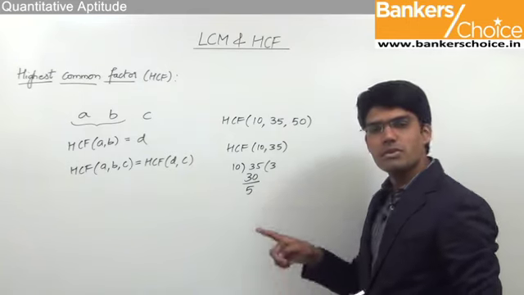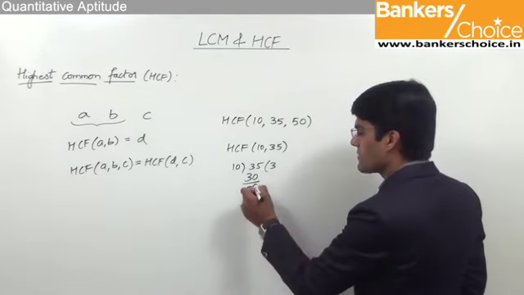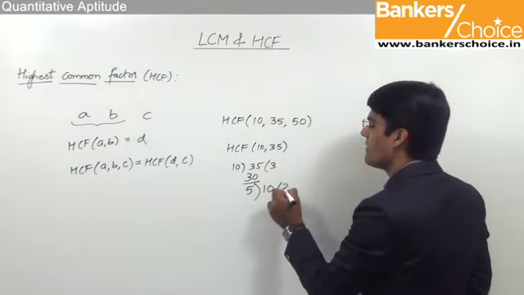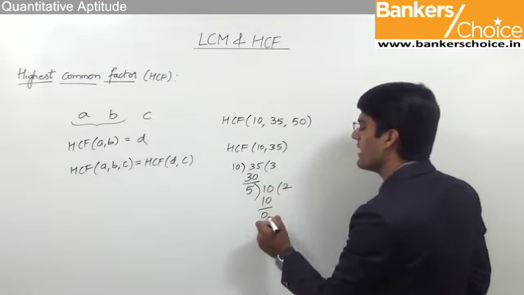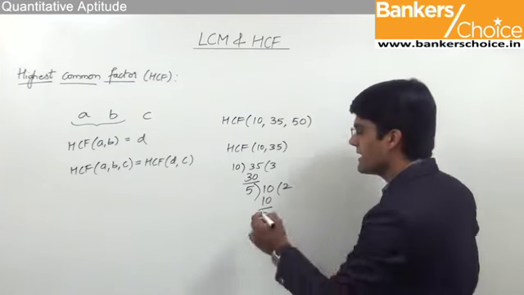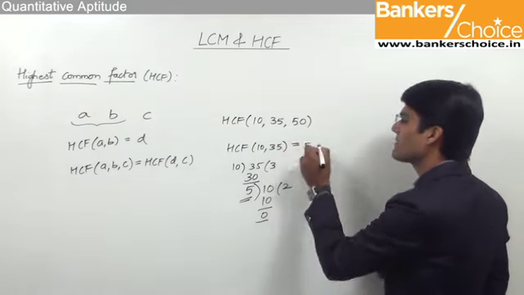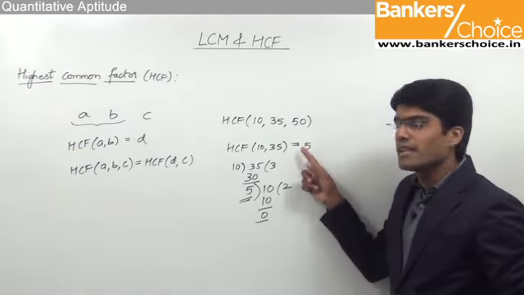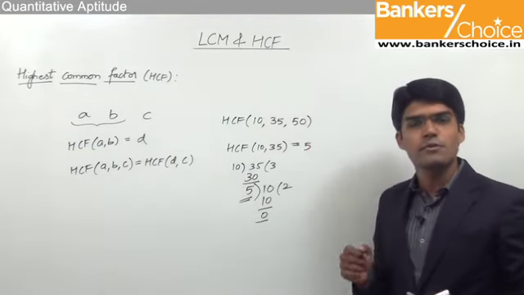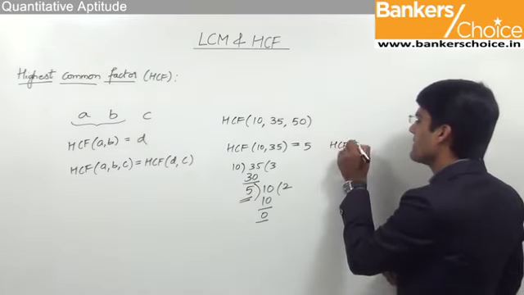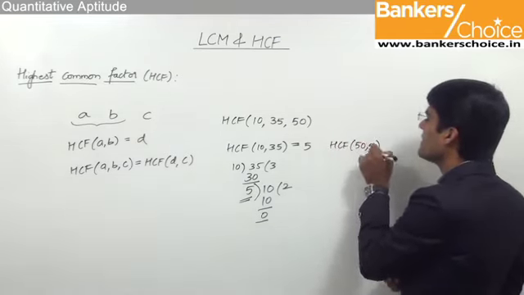Since the remainder is not 0, the division has to be continued. So 5 becomes the new divisor and 10 comes in place of dividend. 5 2 times is equal to 10 and the remainder is 0. So we say that the HCF of 10 and 35 is equal to 5. Now with this 5 and the left out number 50, again we need to find out the new HCF. So HCF of 50 and 5 will be the answer.